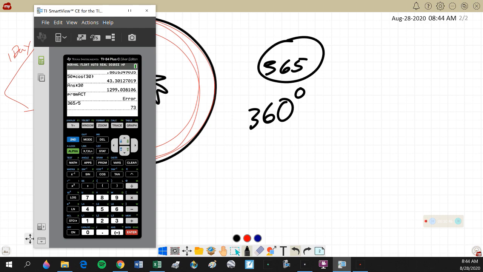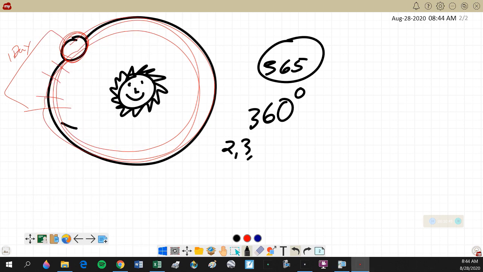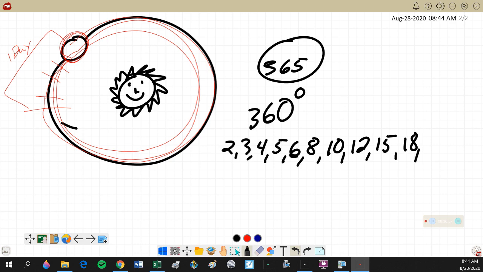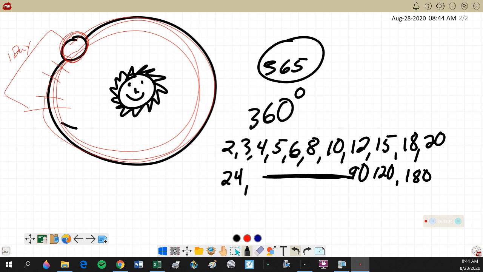And 360 has lots of factors. 2, 3, 4, 5, 6, 8, 10, 12, 15, 18, 20, 24, and then a lot more, right? Like 360 divided by 2 is 180. 360 divided by 3 is 120. 360 divided by 4 is 90. And then there's some more in the middle, right?